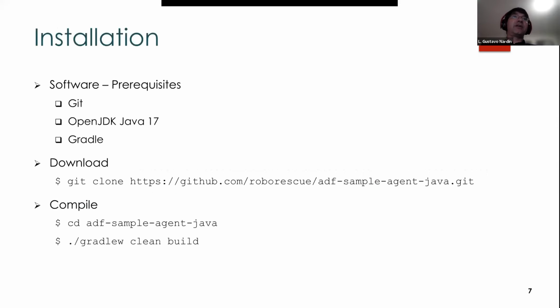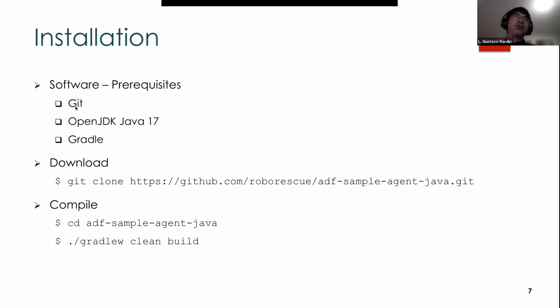Well, at this point, everybody should know how to install the simulator, and should have the simulator installed and running on their computer. If you don't have it by now, you should look at the previous slides of the introduction to RoboCup Rescue. And here we are going to focus on the installation and execution of the ADF sample agent.